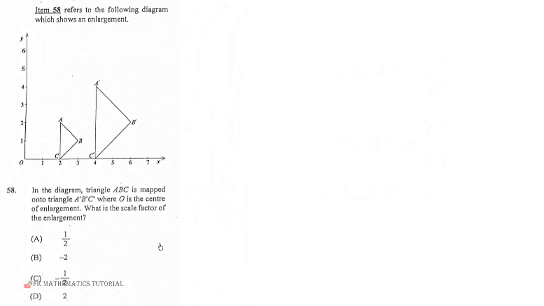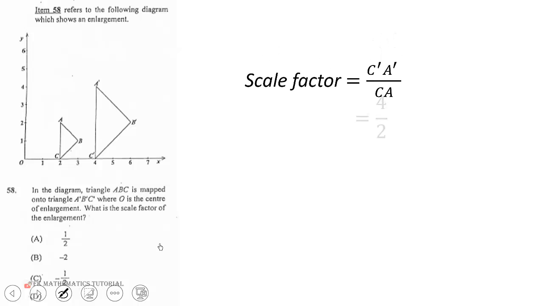Item 58 refers to the following diagram, which shows an enlargement. In the diagram, triangle ABC is mapped onto triangle A prime B prime C prime, where O is the center of the enlargement. What is the scale factor of the enlargement? So scale factor is C prime A prime over CA, image length over object length, and that will give you 2. So the correct answer is option D.